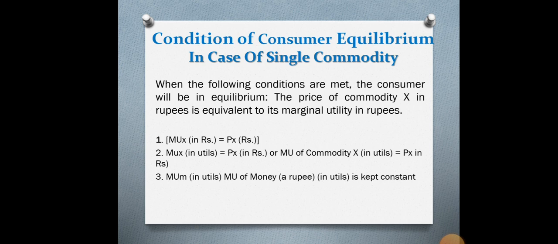If it is expressed in utils, the condition of equilibrium is still the same. Now it has been expressed in three ways. The first is MUX, the second is where it is expressed in rupees, the second is where it is expressed in utils, and the third is where it is represented as MUM, the marginal utility of money, which has been kept constant.